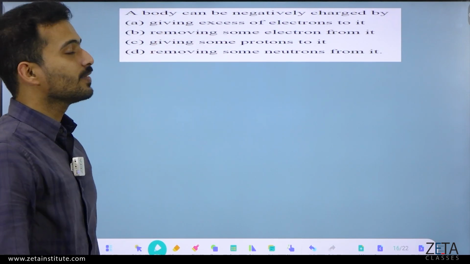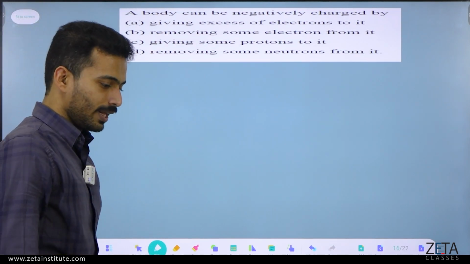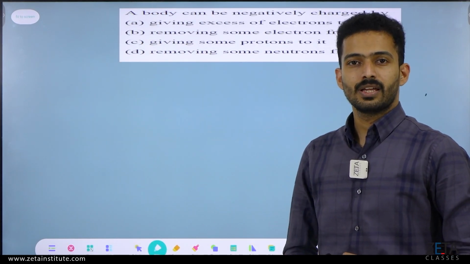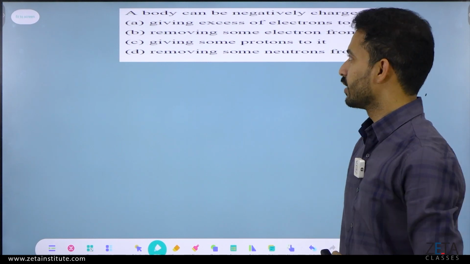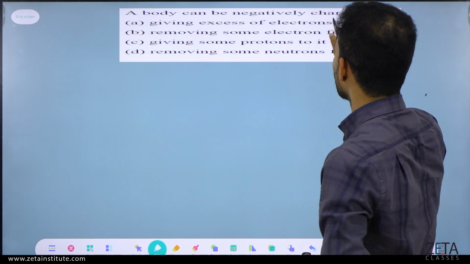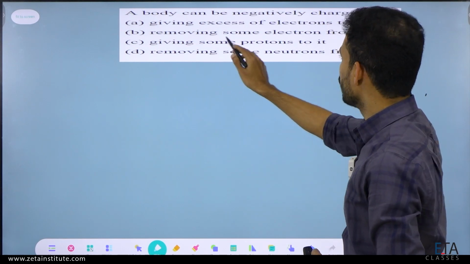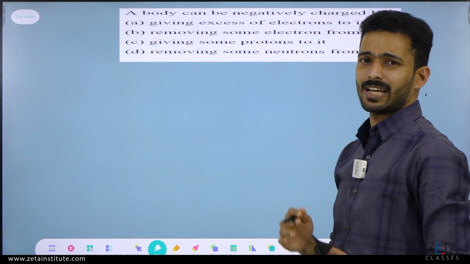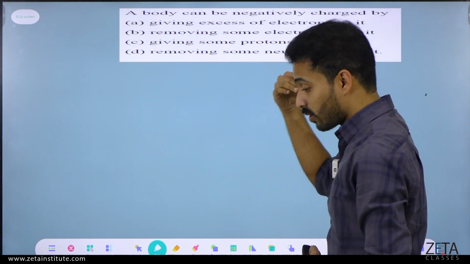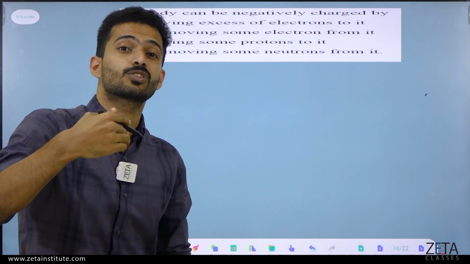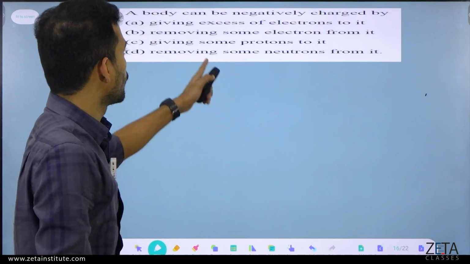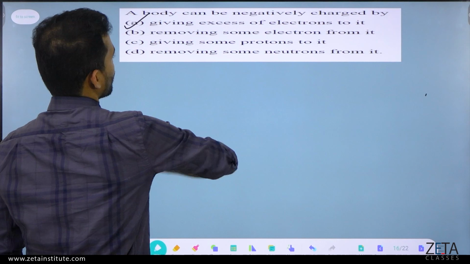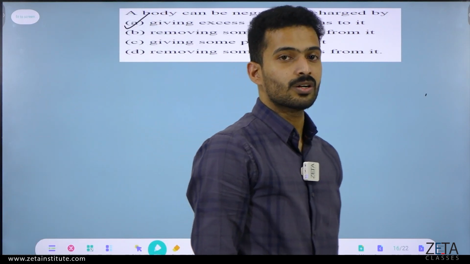A body can be negatively charged by: how is a body negatively charged? By gaining electrons, a body can be negatively charged. First option, giving excess of electrons to it. Second, removing some electrons from it. Third, giving some neutrons to it. Fourth, removing some neutrons from it. Which is the correct answer? It is the easy one: giving excess of electrons to it. If we give excess of electrons to a body, that body will get negative charge. So the correct option is giving excess of electrons to it.